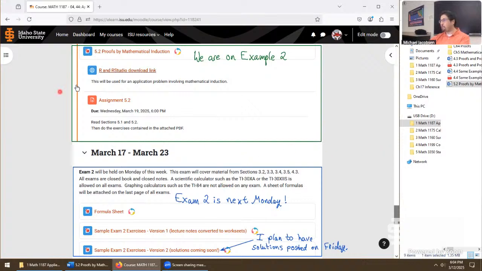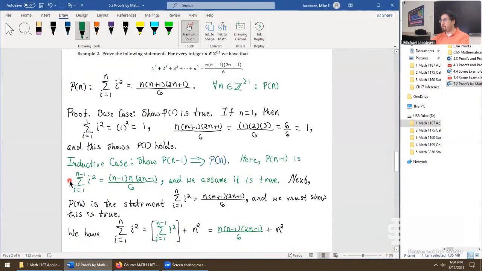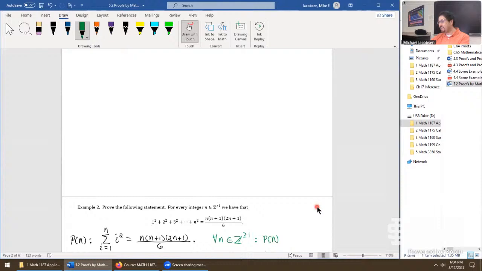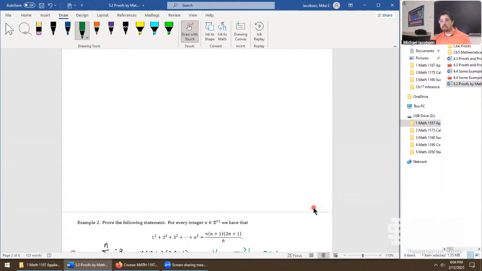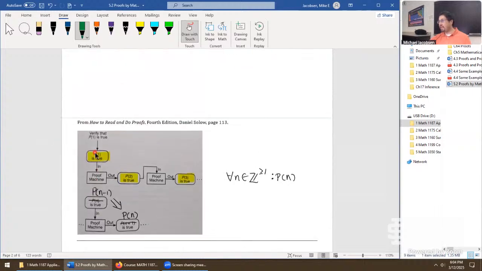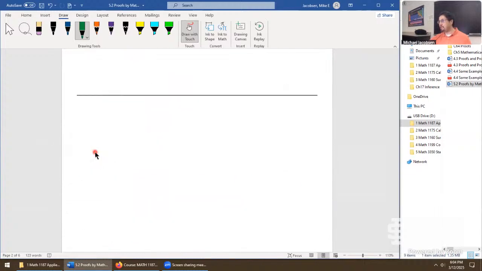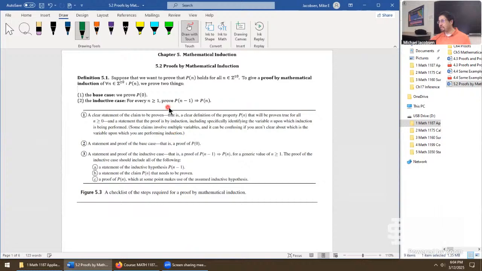But let's take a look at what we left off on in section 5.2. It's a rough problem to jump into. Let's break this down on what we did slowly, starting right about here. We're proving something by the technique of mathematical induction. And the idea here, let's grab this just for easy reference.